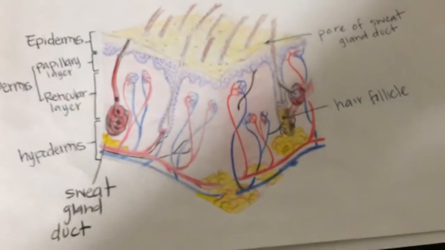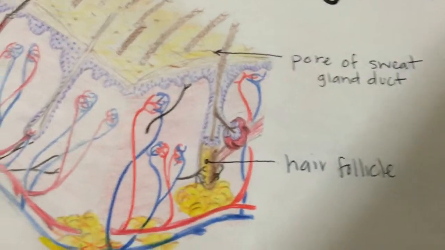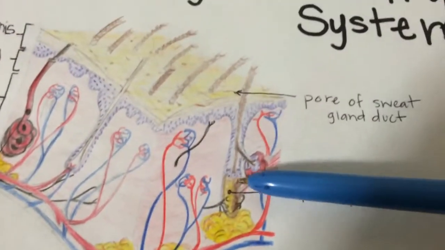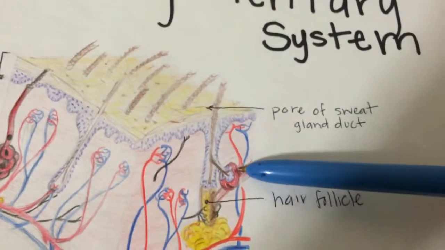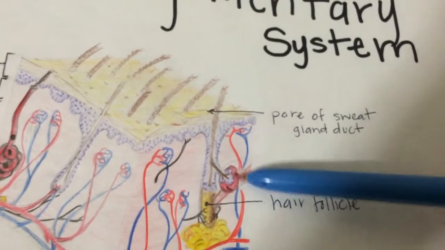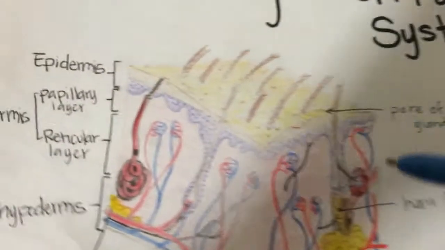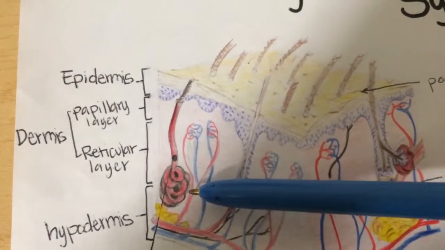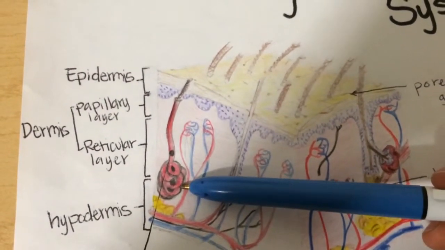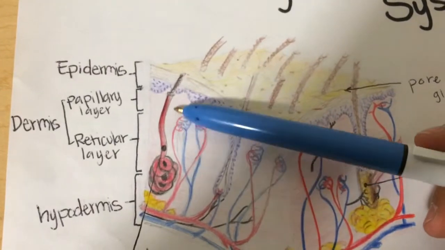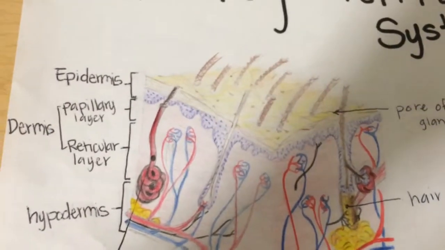And there's 2 different types of sweat glands. There's this one, which is an apocrine, where the sweat comes off into the hair shaft, and it has like this, which is a sebaceous gland. And then there's this, which is a merocrine sweat gland, and it just releases the sweat right onto the surface of the skin.